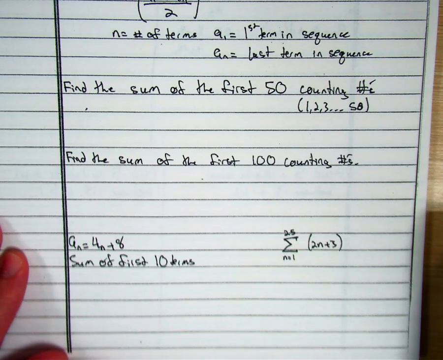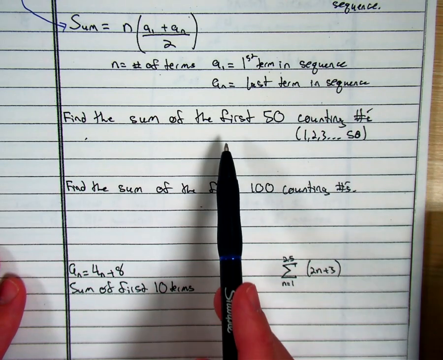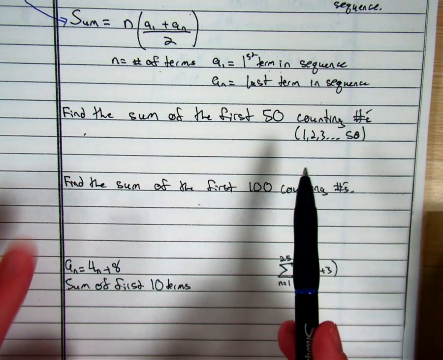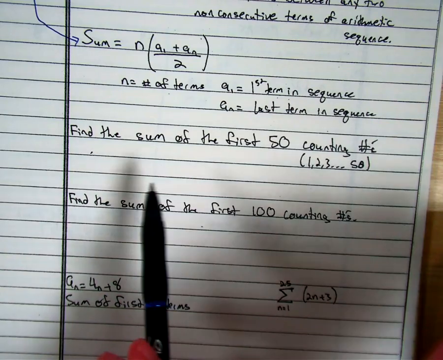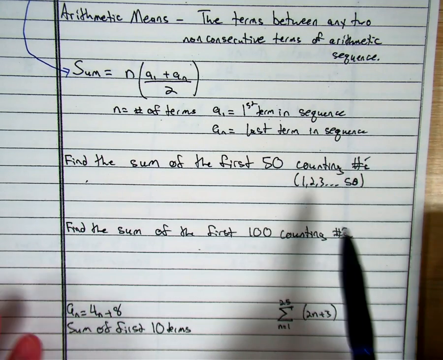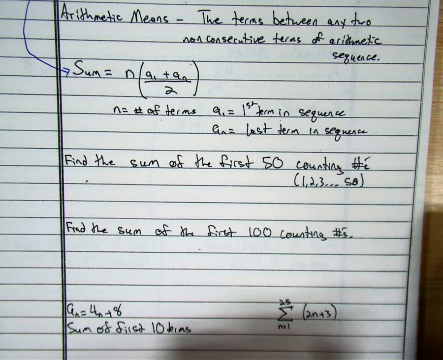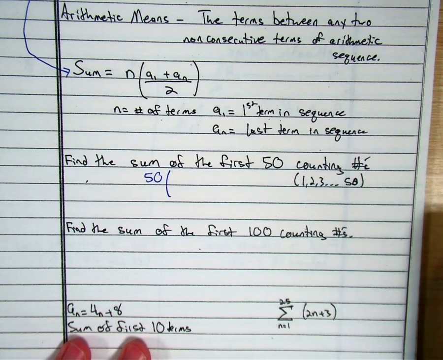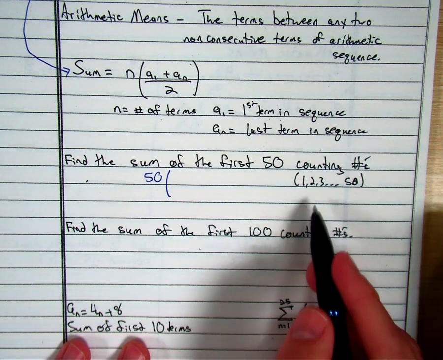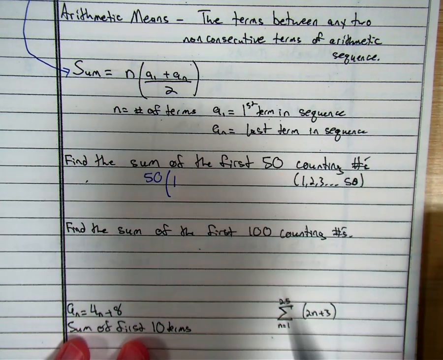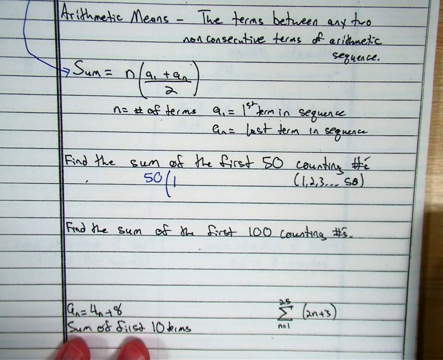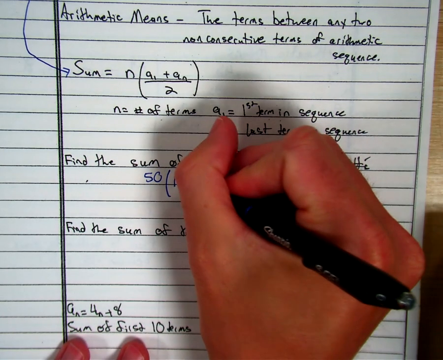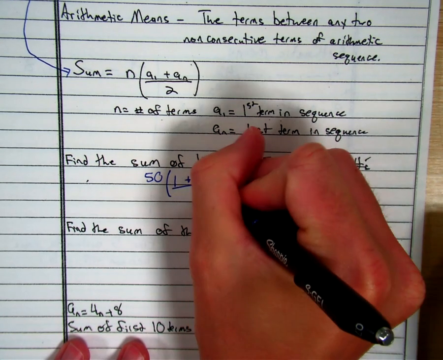Okay? So if I want to do the first 50 counting terms, 1, 2, 3, 4, 5, 6, 7, 8, 9, 10, up to 50. How many numbers will there be? 50. 50 total terms. Okay, what's the first number? 1. Well, what's the last number in my series there? 50. And divide that by 2.